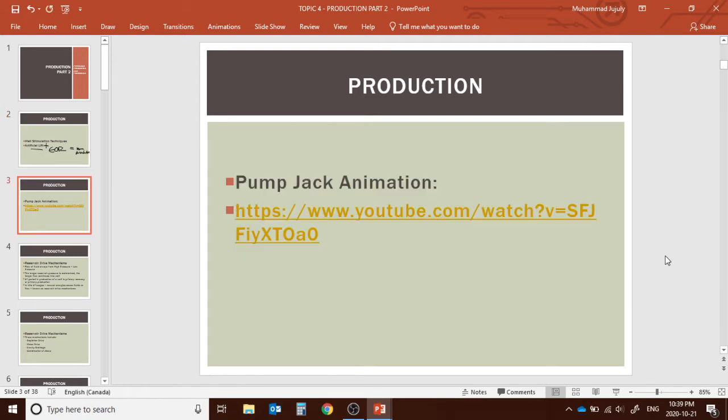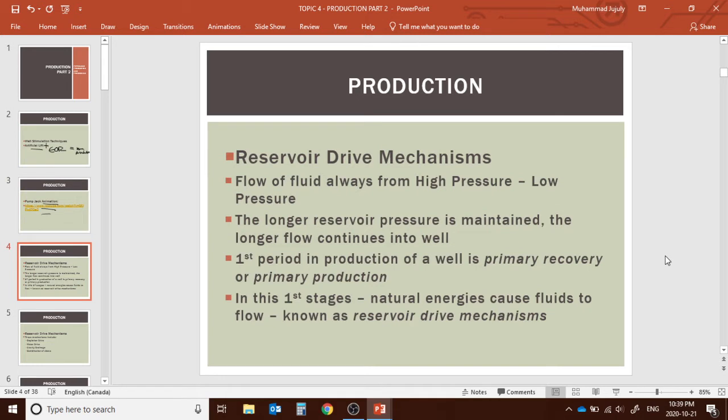Now the pump jack animation, please watch the video here. It's a reciprocating action where you can see how the pump jack actually works. Now let's talk about the reservoir drive mechanisms. So the basic fundamental fluid mechanics, let's talk about that. Fluid always flows from higher pressure to lower pressure.